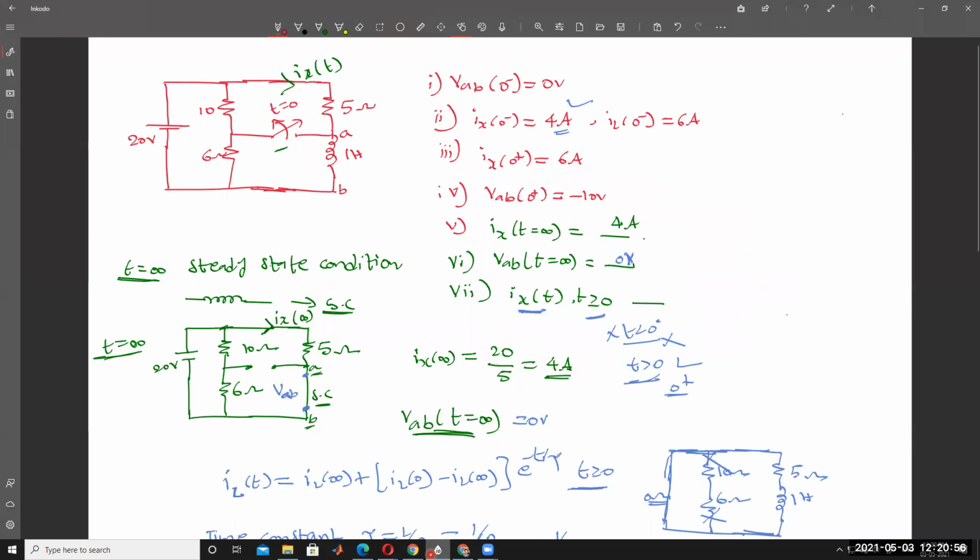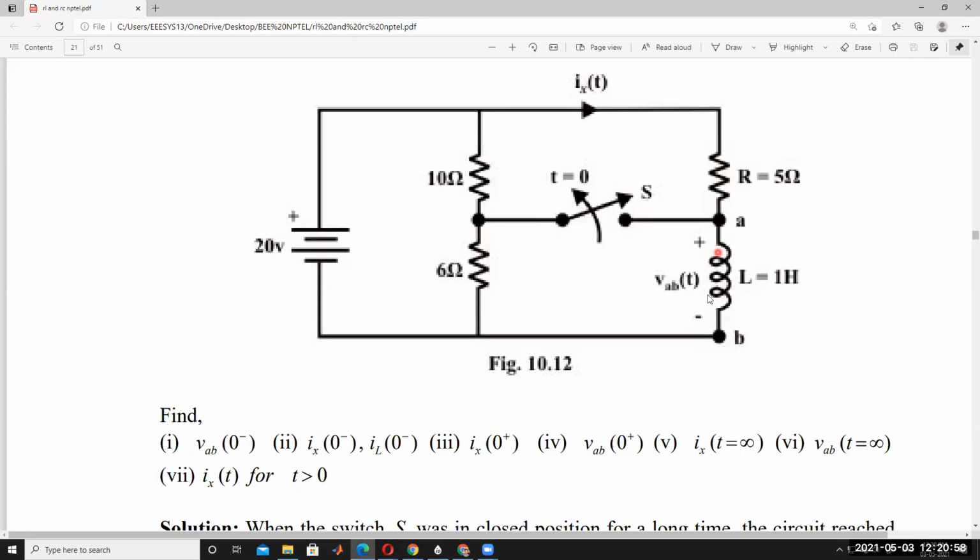Then Ix of 0 plus. After the switching action, the switch is open. And then what is the current flowing through the inductor? It is nothing but the current flowing through the resistor. These two will become series, and then IL of 0 minus is equal to ix of 0 plus. So that is 6 amps here. IL of 0 minus is equal to IL of 0 plus.